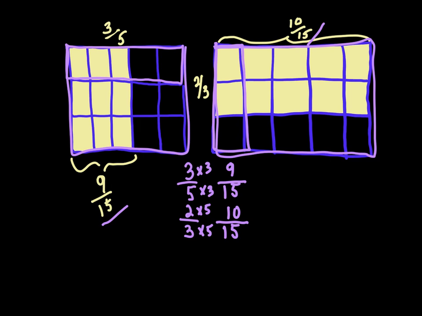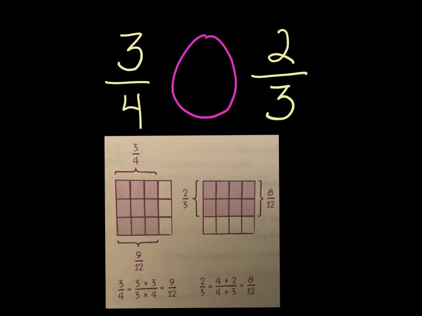So now we know who is larger, who is smaller. So it's clear that 2/3 is bigger than 3/5, which makes sense because it's 1/3 away from being a whole, that benchmark. All right, 3/4 greater than, less than, or equal to 2/3.